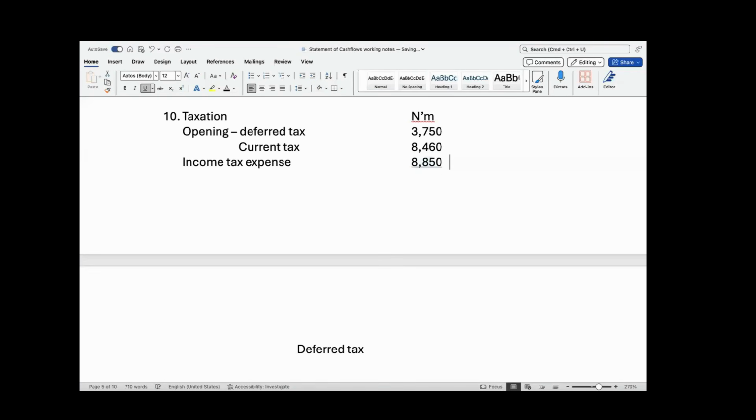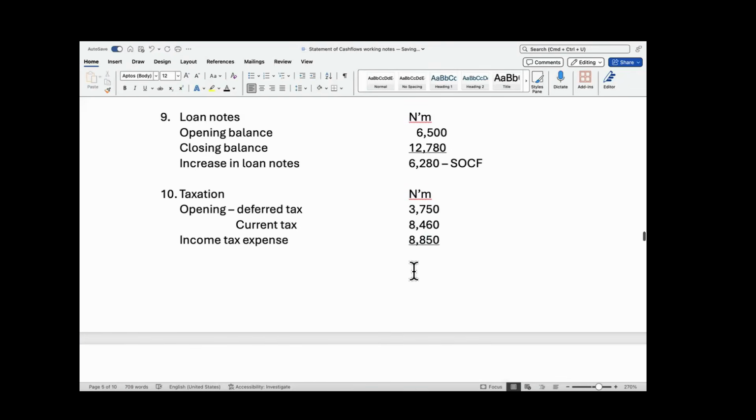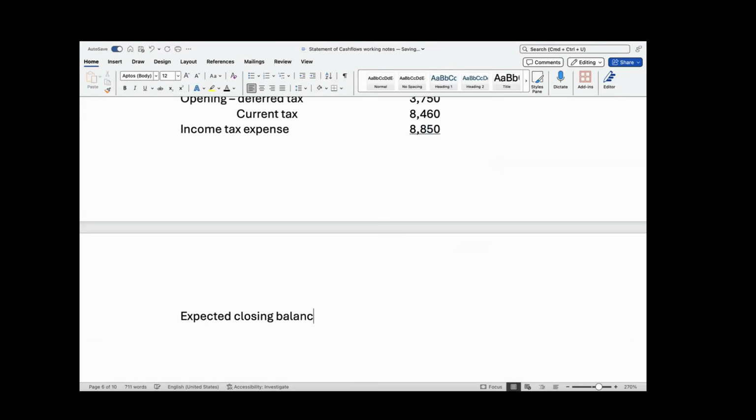So what's my expected closing balance? 21,060 naira. But let's get what the closing balance is by adding the deferred tax closing with the current tax closing.